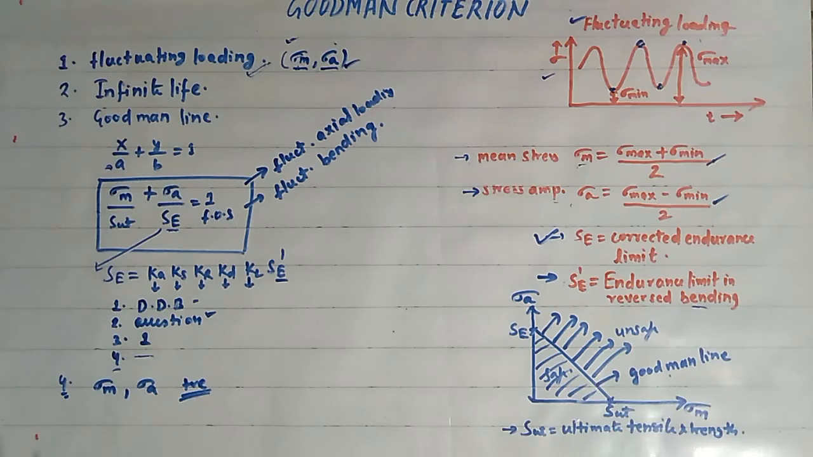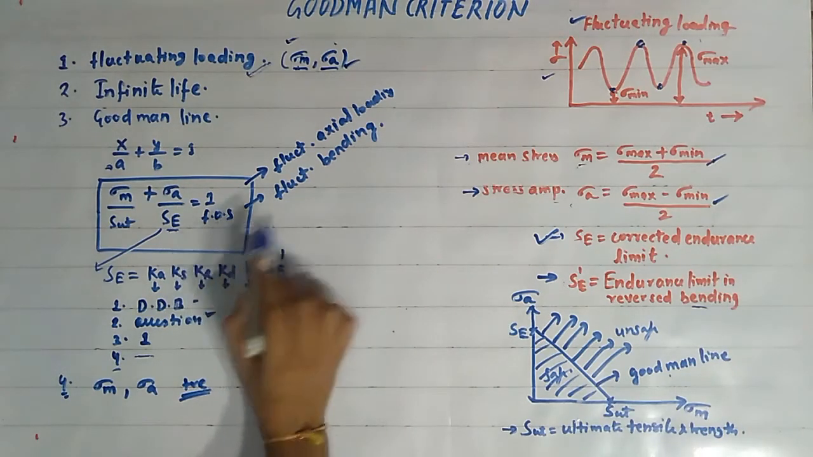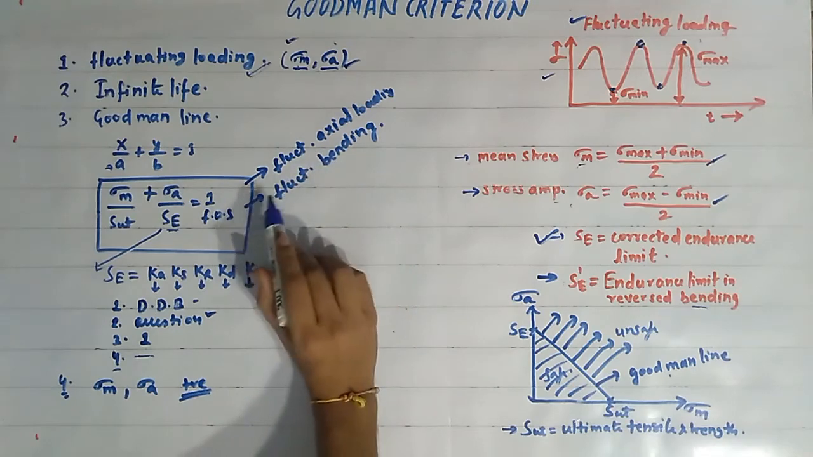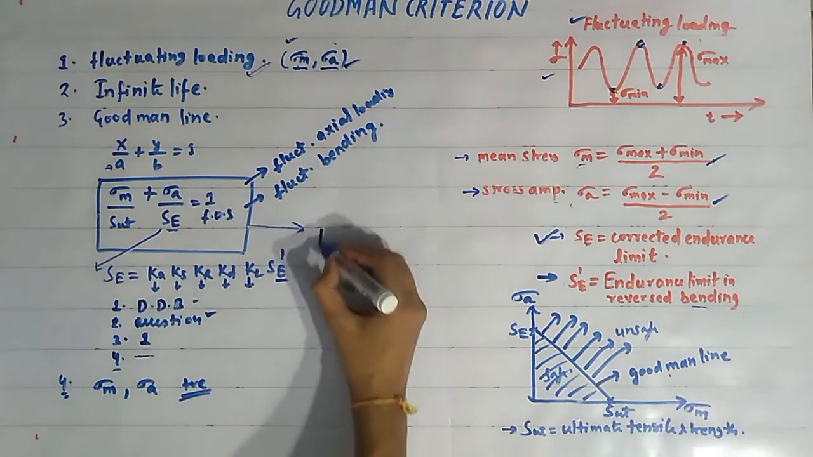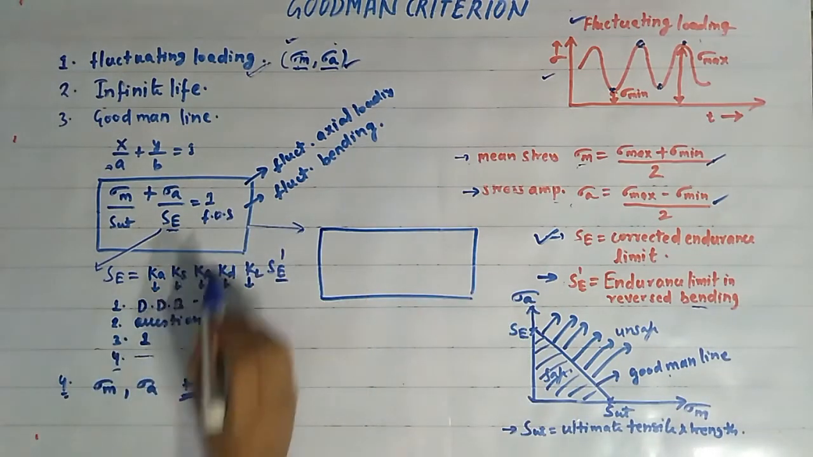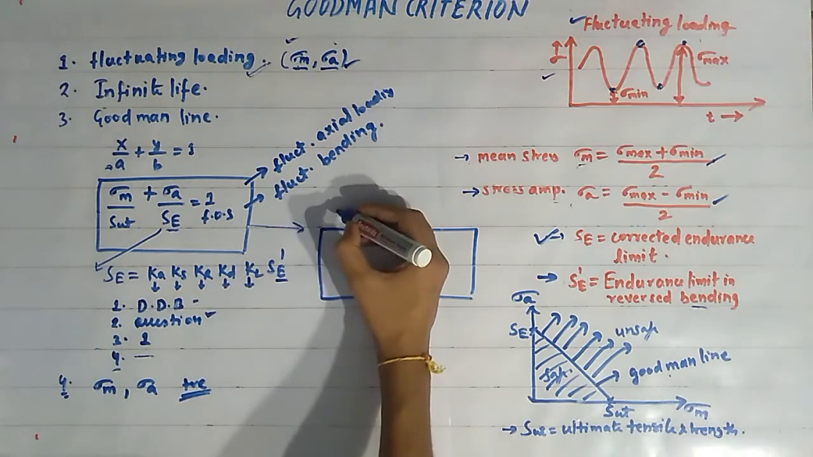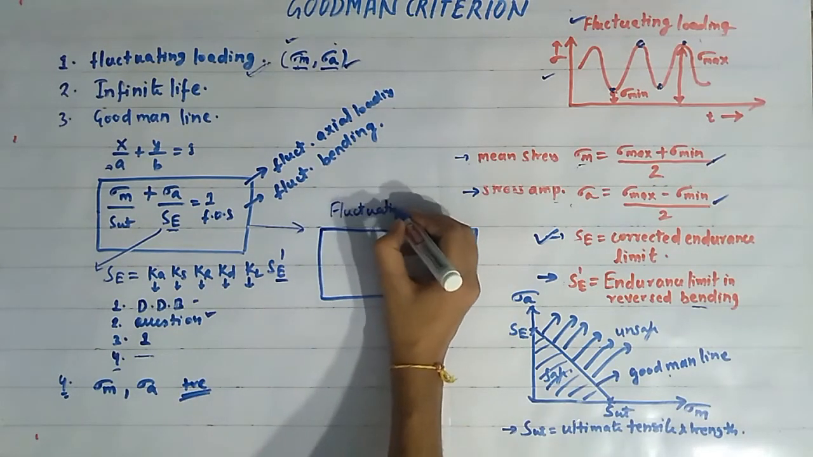Now friend, we will see that the equation for fluctuating torsional loading is not similar to the equation for fluctuating axial loading and fluctuating bending loading. It is somehow obtained from this equation, but it is not similar to this equation. So I am writing the equation for fluctuating torsional loading.